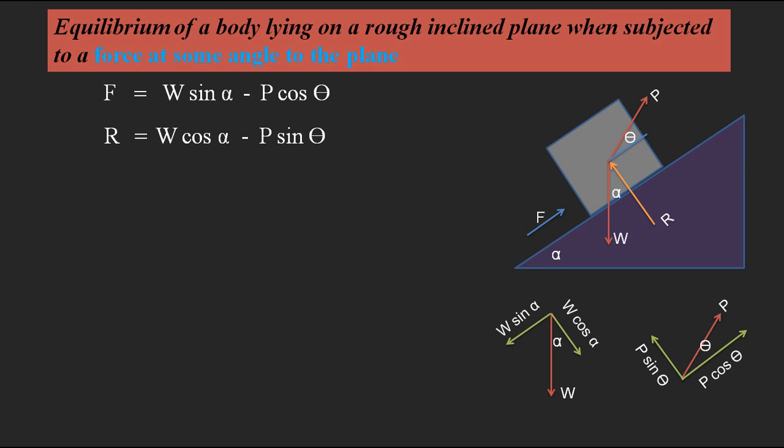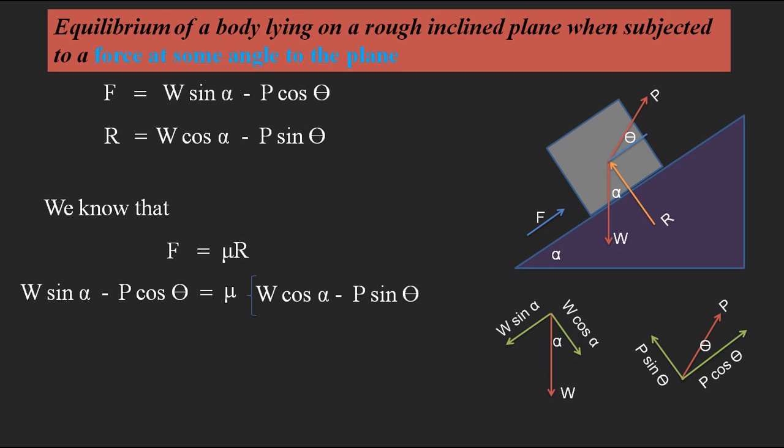So next we go for the formula for friction. Already we know that the frictional force is equal to mu R. So try to substitute that F and R in this equation. As usual, we know W sin alpha minus P cos theta is equal to mu into W cos alpha minus P sin theta. So now take the mu value inside: mu W cos alpha minus mu P sin theta, and now make the P terms to one side and W terms to one side. So mu P sin theta minus P cos theta.